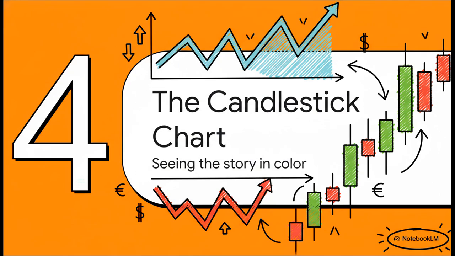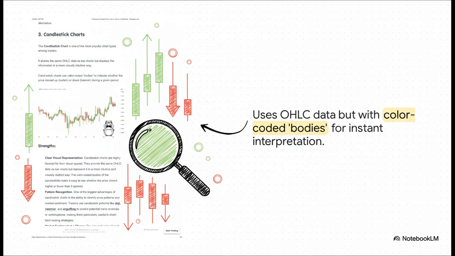All right, now let's get to the most popular chart type out there, especially with modern traders, the candlestick chart. It takes all that great OHLC data from the bar chart and gives it a huge visual upgrade. It literally shows you the story in full color. This shows the difference perfectly. See those thin lines? Traders call them wicks, and they still show the high and low, just like a bar chart. But the real magic is in that thick part, the body. The body shows the range between the open and the close price, and here's the game changer. It's color-coded. Typically, green means the price closed higher than it opened, and red means it closed lower. You can see the market's momentum instantly.